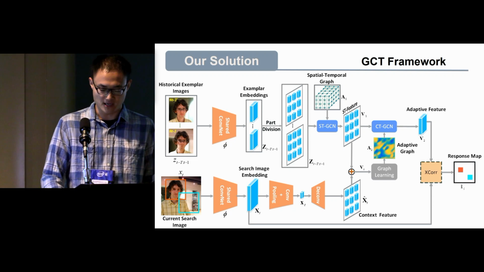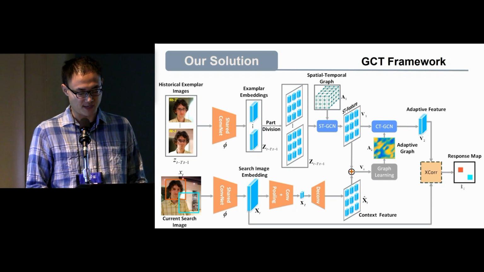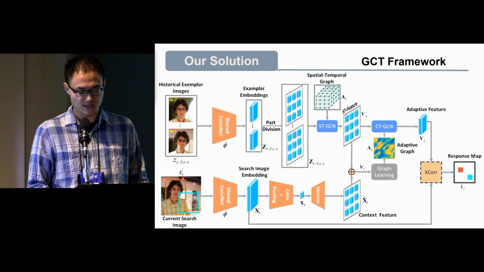This feature is evaluated on the search image embedding via a cross-correlation layer for target localization. We use multi-scale patches to estimate the scale of the target.